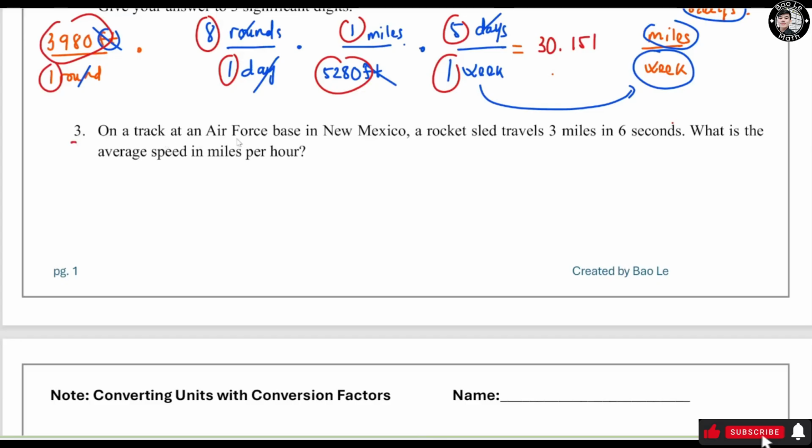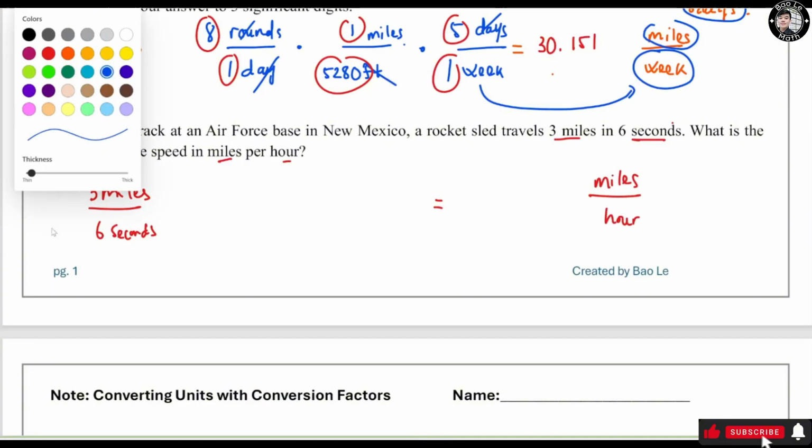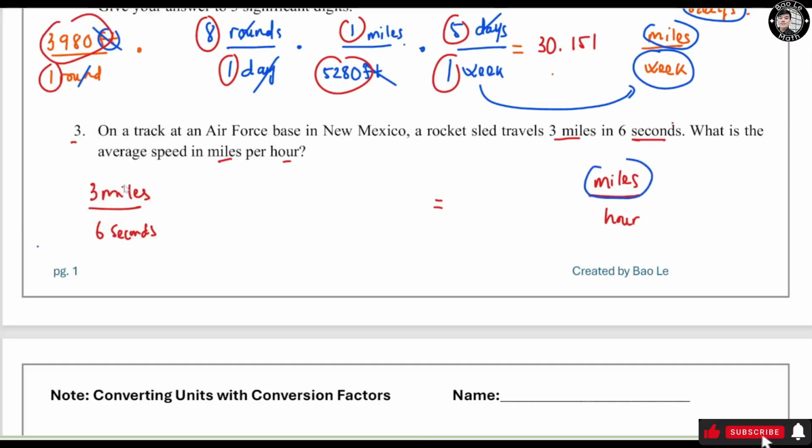On a track at an Air Force base in New Mexico, a rocket sled travels 3 miles in 6 seconds. What is the average speed in miles per hour? Alright, so we have 3 miles per 6 seconds. Now our goal is miles per hour, right? So we look at this one, miles right here. We have miles right here, so we don't need to touch this one, right?